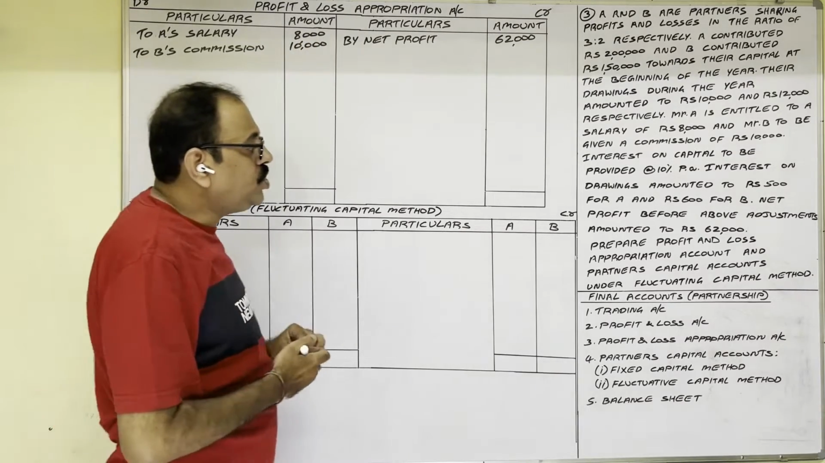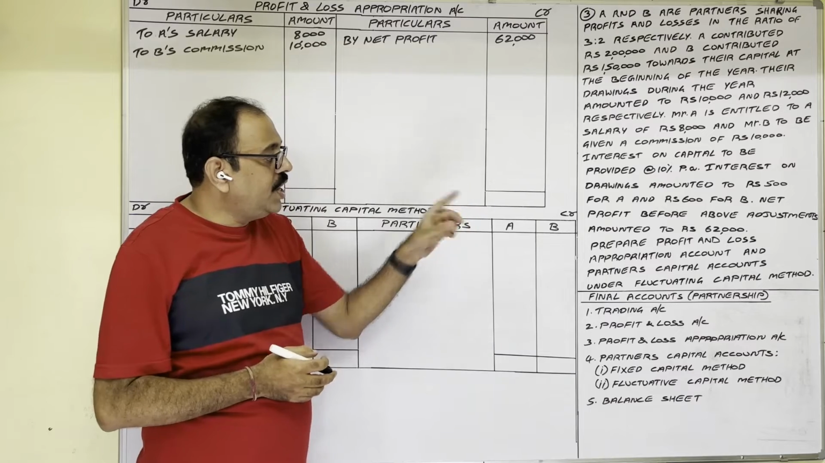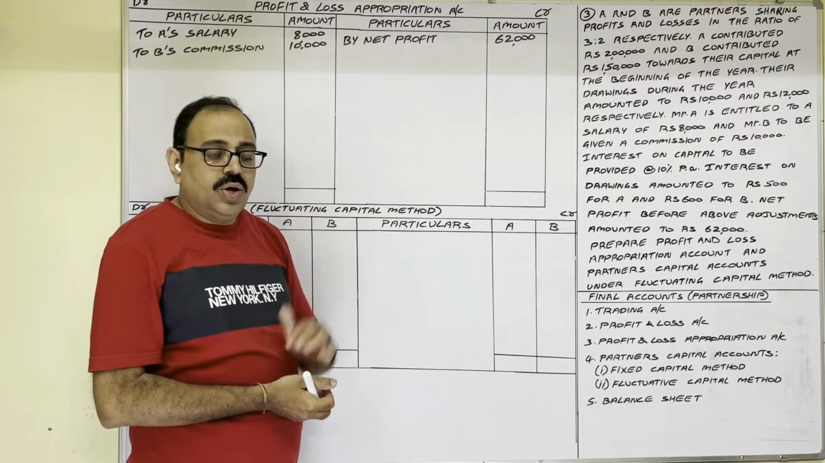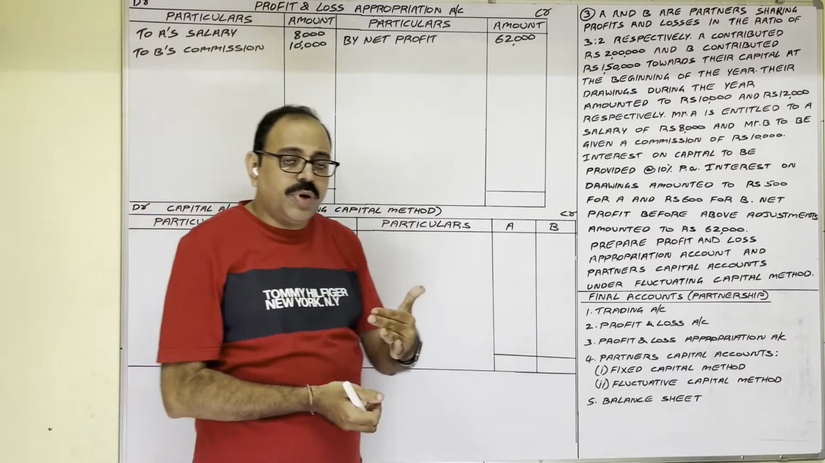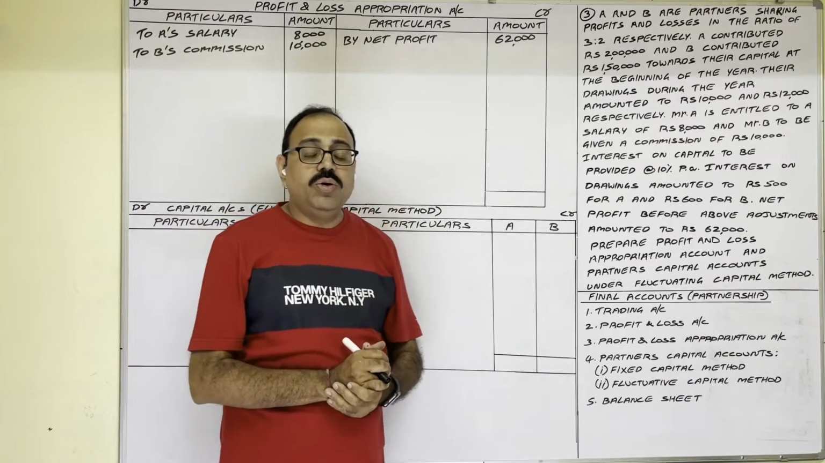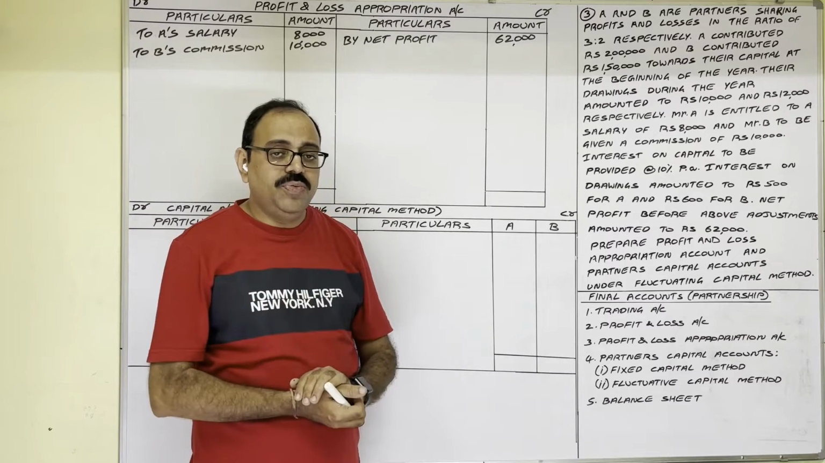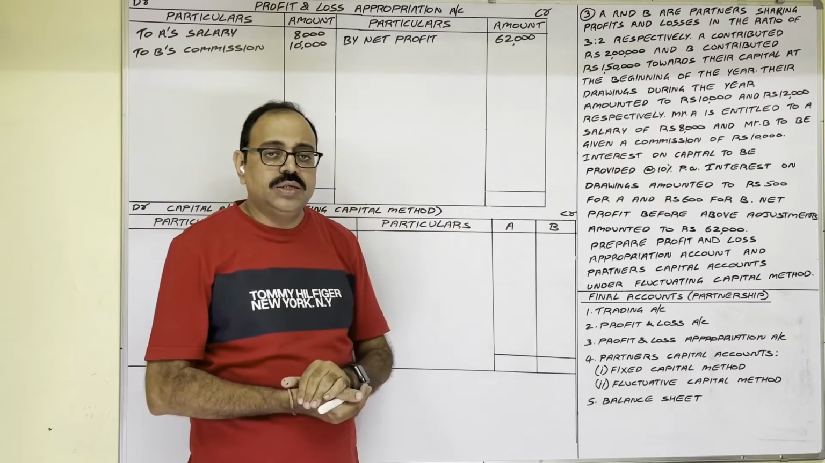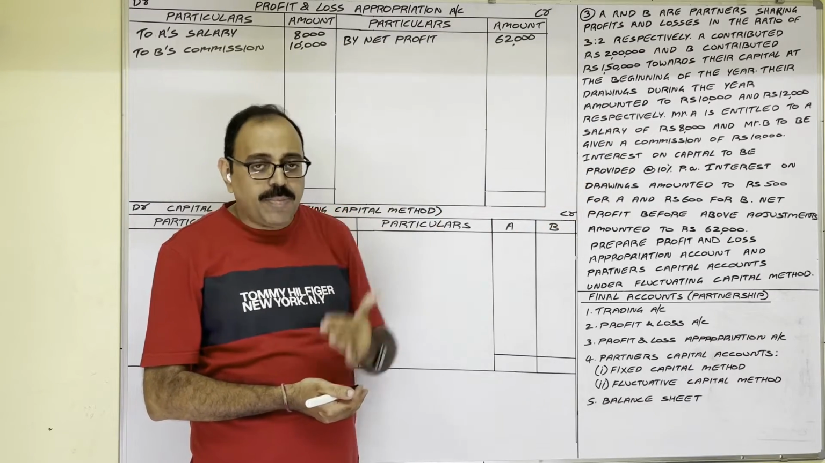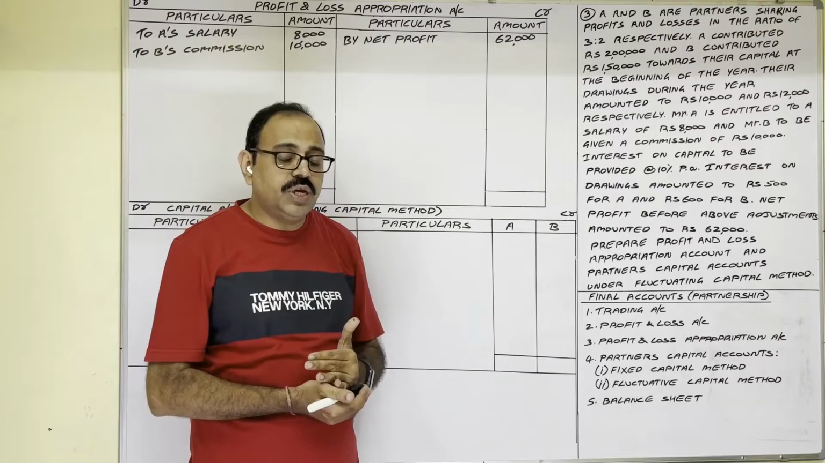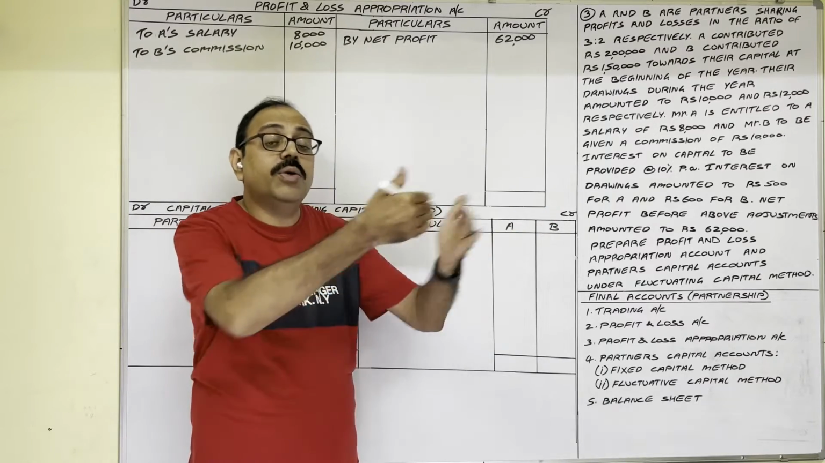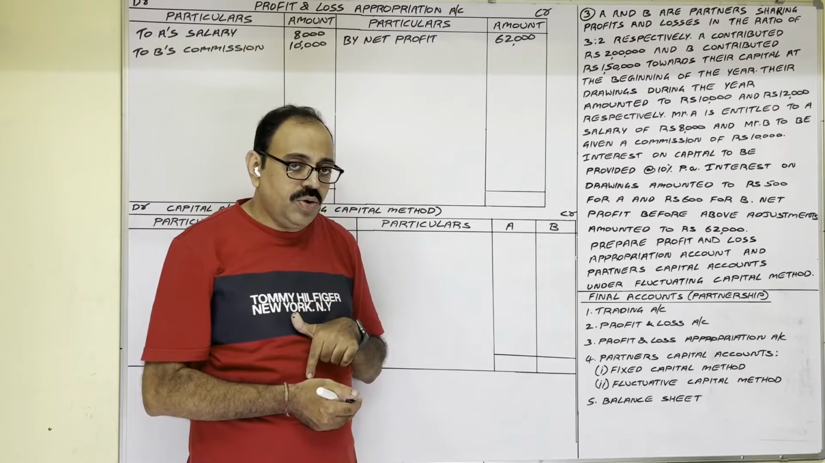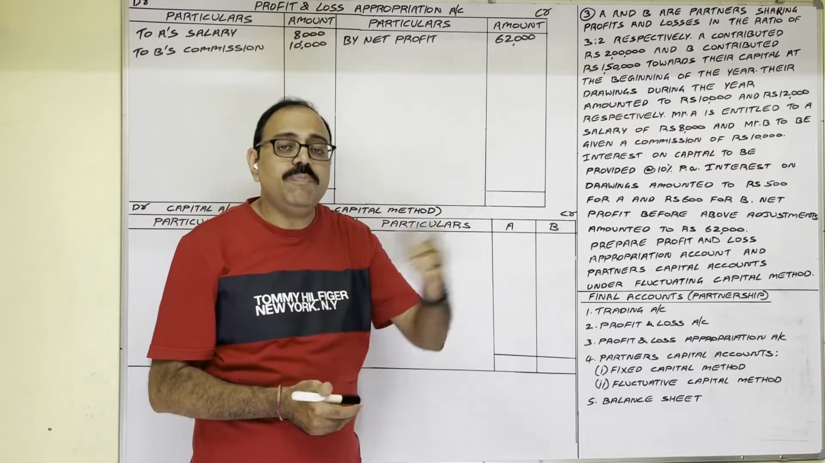Next, interest on capital is to be provided at the rate of 10% per annum. Capital means what? The partner brought money into the firm. In accounts, we follow the business entity concept. What does that concept say? The firm is separate, the owner is separate. When the owner brings capital into the firm, we should assume that the firm is taking a loan from the owner. So who should pay interest to whom? The firm is taking the loan now. Therefore, the firm should pay interest to the partner.